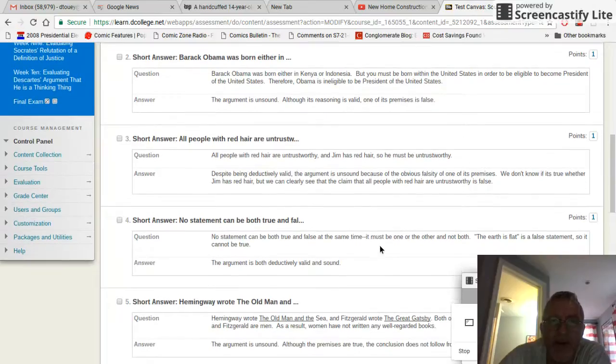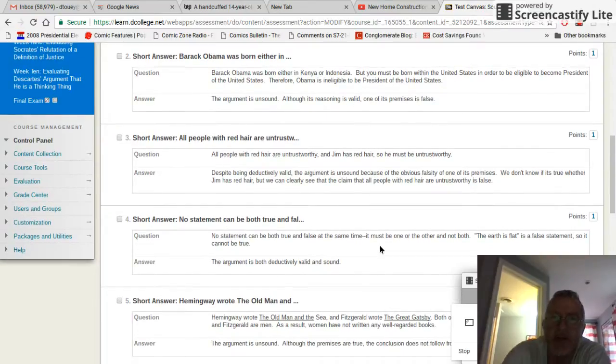Argument 3: all people with red hair are untrustworthy, and Jim has red hair, so he must be untrustworthy. First of all, it's a good argument in terms of its reasoning. We have two premises. One, the major premise, that all people with red hair are untrustworthy. The second, that Jim has red hair. So it follows with deductive validity from those premises that he must be untrustworthy. So the reasoning, again, is valid.